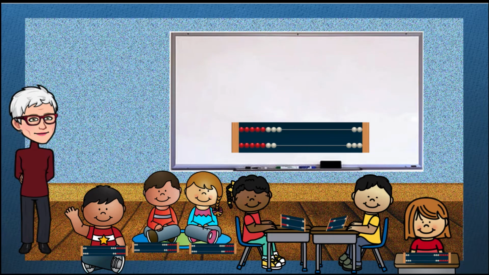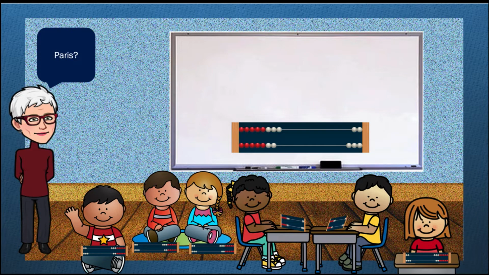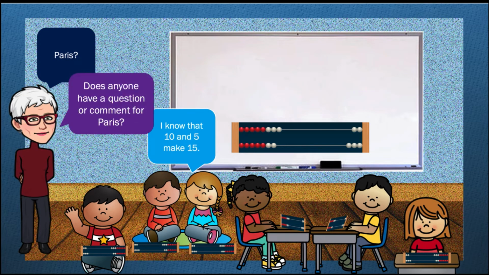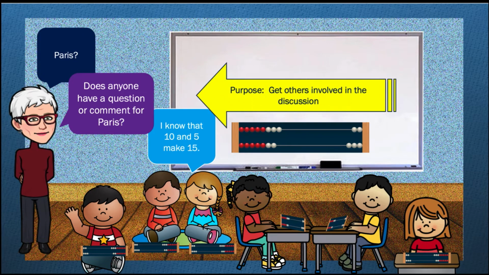The dialogue continues. Paris says, "I know that 10 and 5 make 15," and the teacher asks, "Does anyone have a question or comment for Paris?" Notice that the teacher's question here is exactly the same as the question she asked earlier in the dialogue after Sammy gave his solution. Her purpose is to get others involved in the discussion.